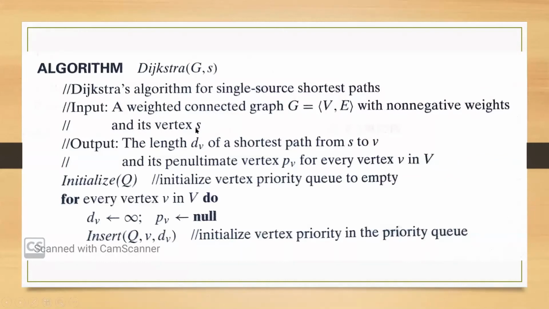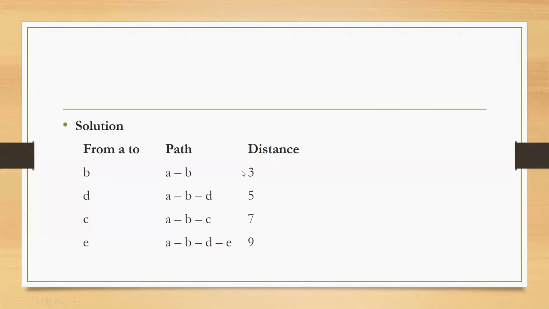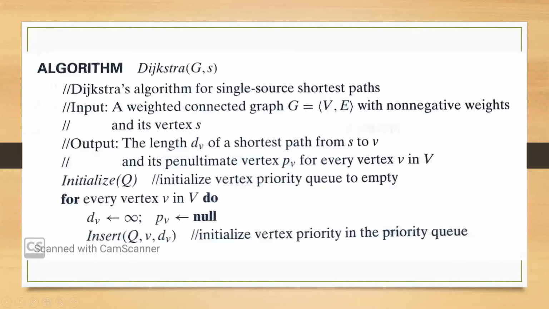And its vertex S is the starting vertex. You have to tell the algorithm from which vertex it should start. And what is the output? The length dv, the distance of each vertex, is obtained at the end of the algorithm. The length dv of the shortest path from S to V, starting from the starting vertex S till every vertex V. So this table tells, for every vertex, what the distance is. That is nothing but dv, the distance of each vertex from the starting vertex.